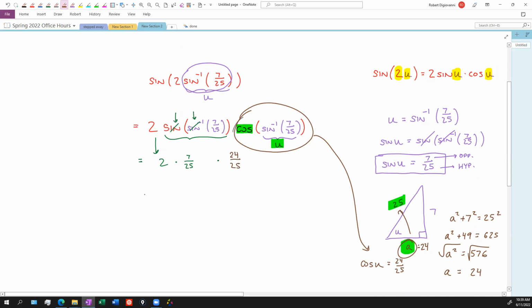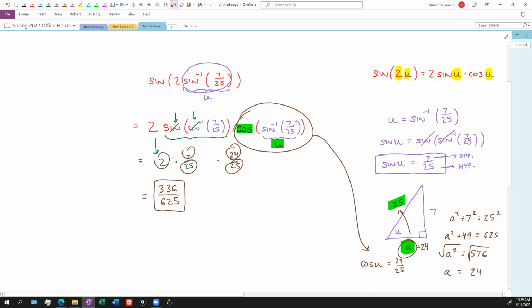Okay, so now we're pretty much done. We just have to multiply things across. So we'll do 2 times 7 times 24, and my calculator says 336. And then on the bottom, again, we have 25 times 25, which is 625. So that would be the exact answer for this expression.